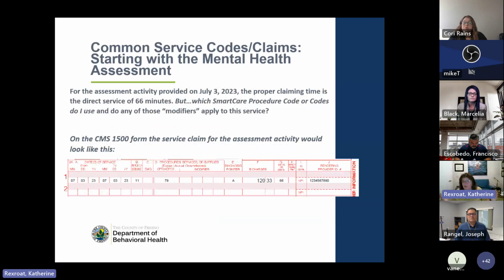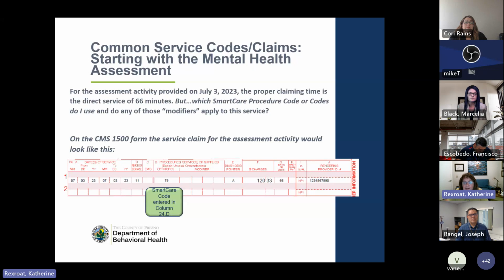Now, the question is, what would this look like on my CMS 1500 form? Because there was a lot of complex information I just gave you. And the good news is, with the SmartCare procedure code, you're still just looking at a one-line claim. So in this case, on your assessment activity, you'd still have the date range of 7/3/23 for start and end, and your place of service still remains 11, office.